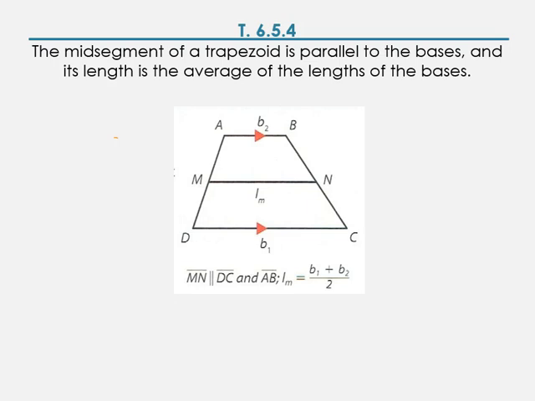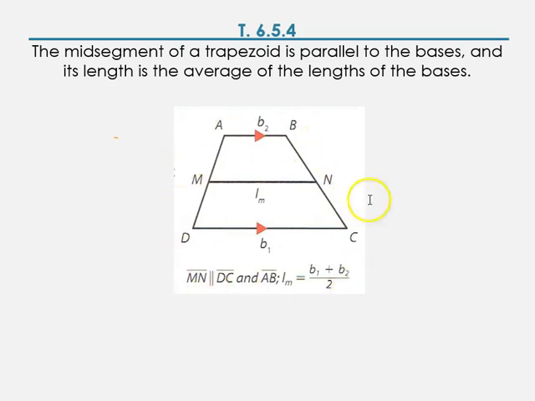Moving on to the next theorem, Theorem 6.5.4. The mid-segment of a trapezoid is parallel to the bases, and its length is the average of the lengths of the bases. So we have a figure. We have a trapezoid. This is not isosceles, by the way. The mid-segment, MN, is parallel to AB and DC.